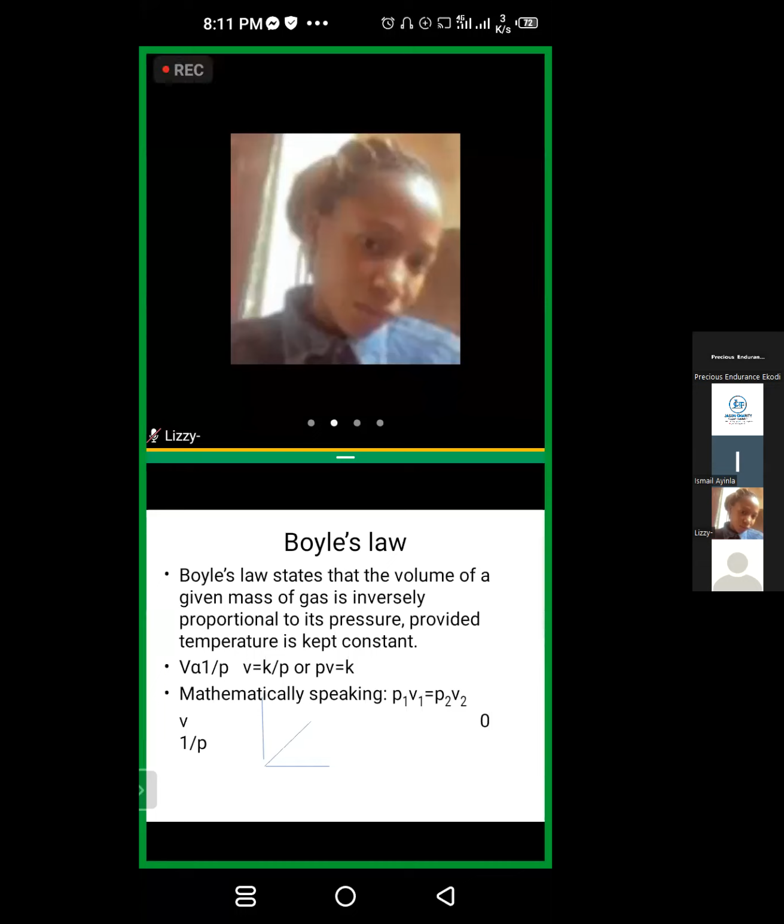supposed to look like. So V is your y-axis and 1/P is your x-axis. Because they are inverse to each other, it forms a straight line from V to P. Now, what is the implication of this?